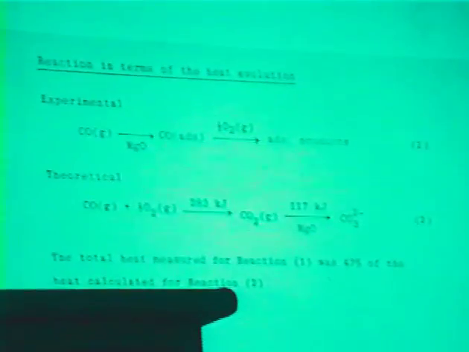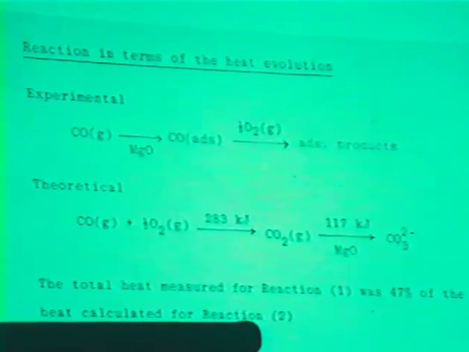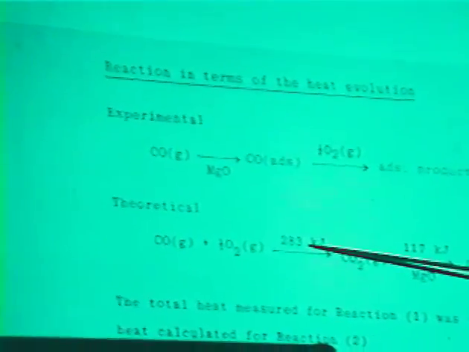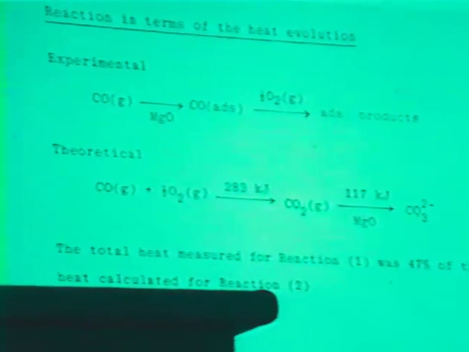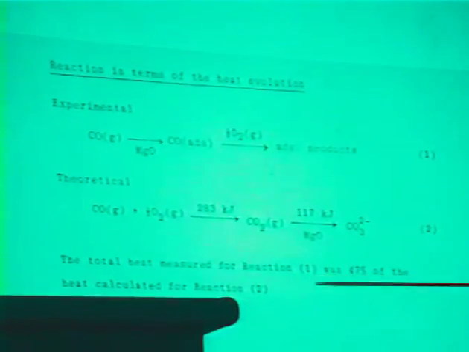Now what about the heat evolution? Well, the theoretical value, if there is total oxidation to the carbonate, has to take into account the heat of formation of the carbonate from CO2. We know this value, of course, from the thermodynamic tables. This value, 117 kilojoules, is the heat of formation of magnesium carbonate. I will show you in a moment that the heat of adsorption of CO2 on MgO is very close to this value. But the total heat measured for reaction 1, this reaction, was 47% of the heat calculated for reaction 2. So that there again, we have about half of the heat evolution that we would expect.